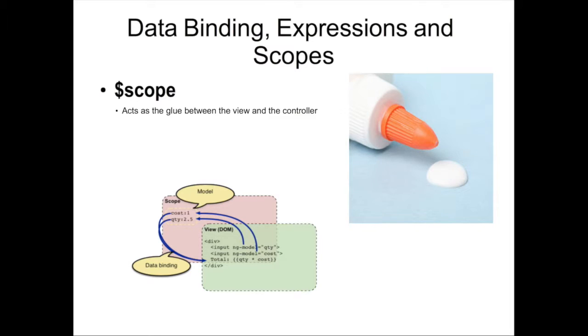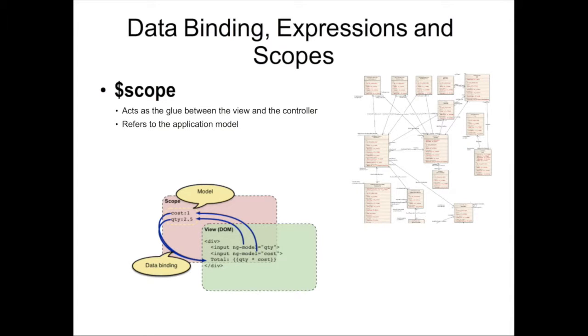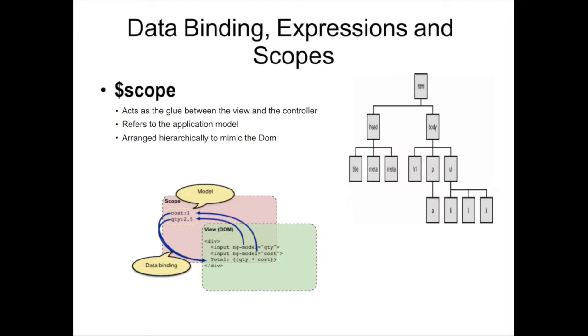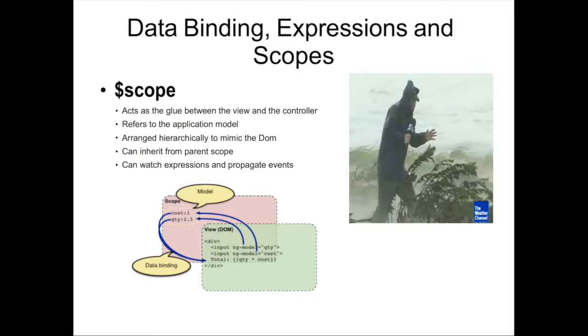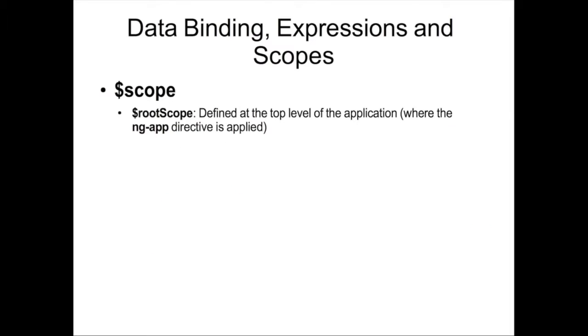Scope is the glue between the view and a controller. It refers to your application model. It's arranged hierarchically to mimic the DOM. It can inherit from its parent scope. It can watch expressions and propagate events.